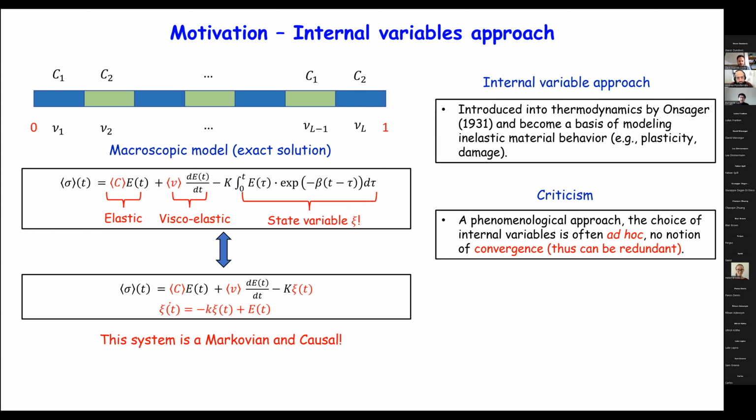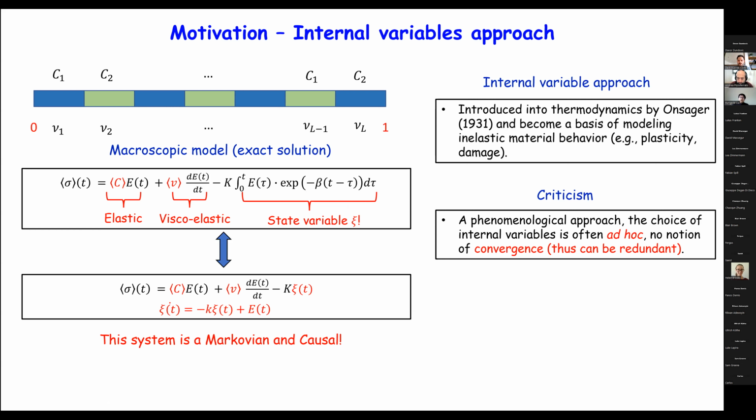This becomes part of a standard question in the mechanics community, and it turns out that people have ways to address this. A classical way of addressing this is the so-called internal variable approach. This was introduced into thermodynamics by Coleman in 1931, and it becomes a basis of modeling inelastic material behaviors in our community.